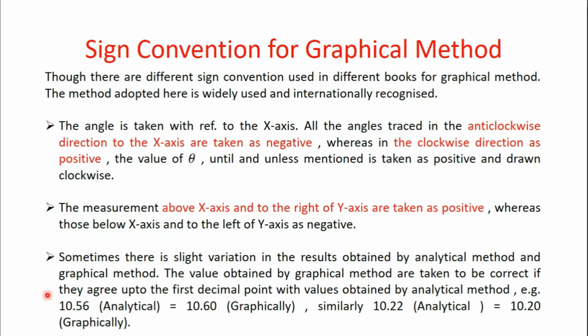And one important thing is that in the analytical method we calculate values to 2 places of decimal, whereas in the graphical method we calculate only 1 place of decimal.